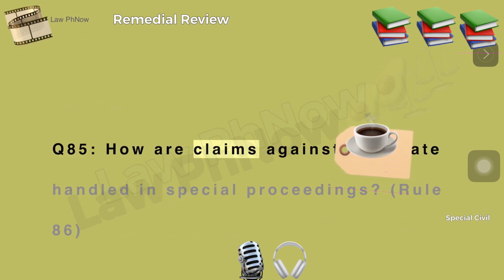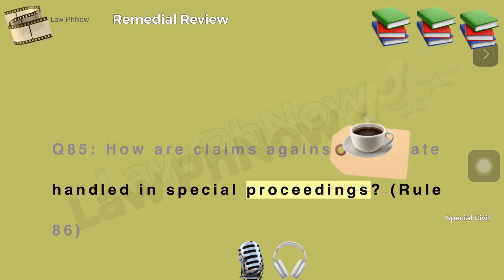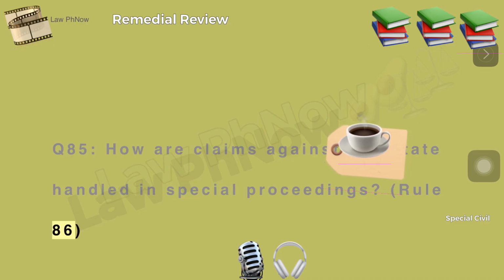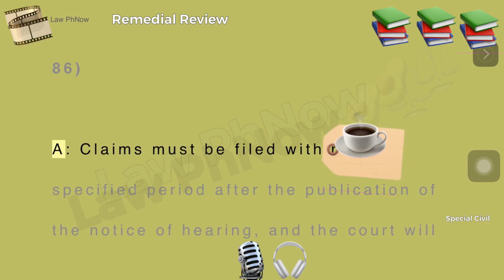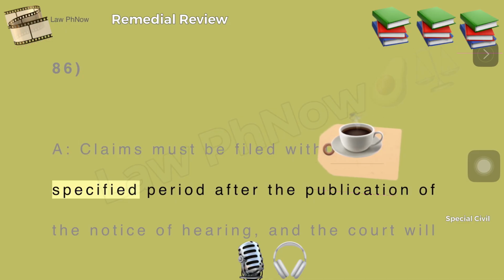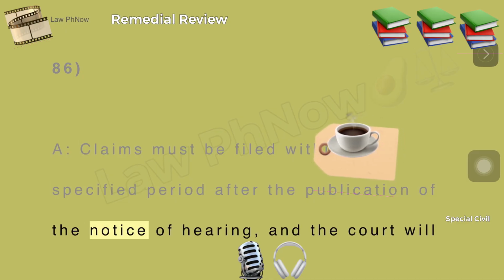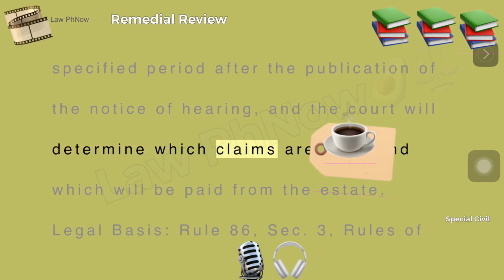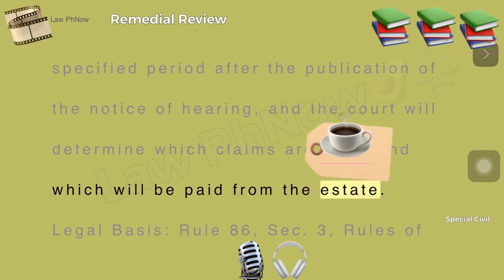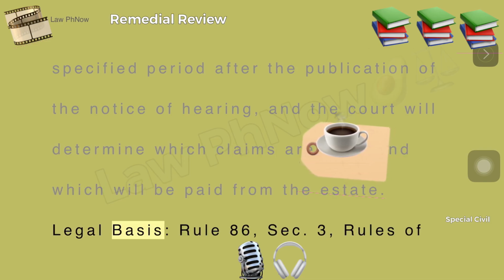Q85. How are claims against an estate handled in special proceedings? Rule 86. A. Claims must be filed within a specified period after the publication of the notice of hearing, and the court will determine which claims are valid and which will be paid from the estate. Legal basis, Rule 86, Section 3, Rules of Court.